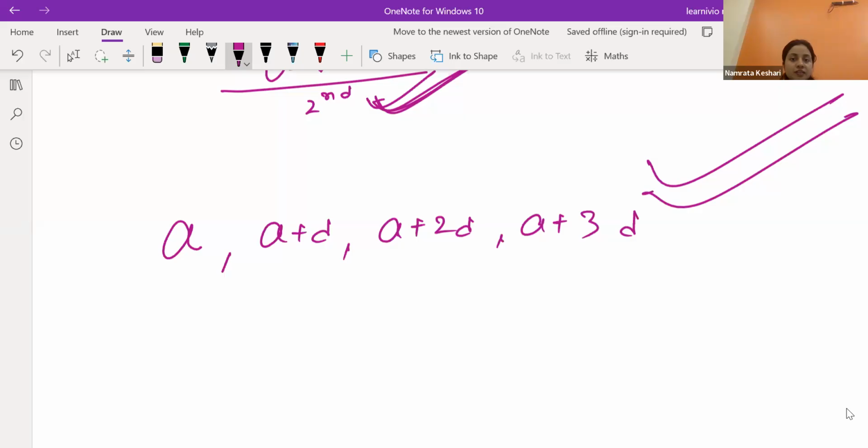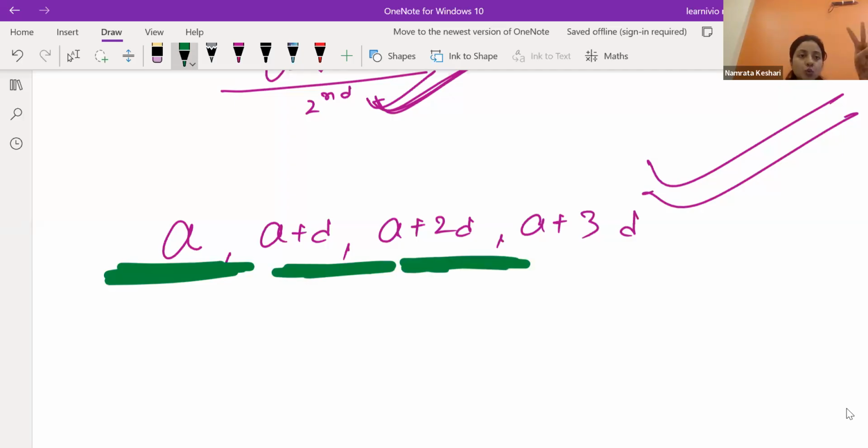Yes, ma'am. Now we are trying to take out something else from the formula. At first place no D is there, that means 0D. At second place, what is multiplied with the D? 1. At third place? 2. At fourth place? 3. At fifth place? 4. Are you getting the pattern?